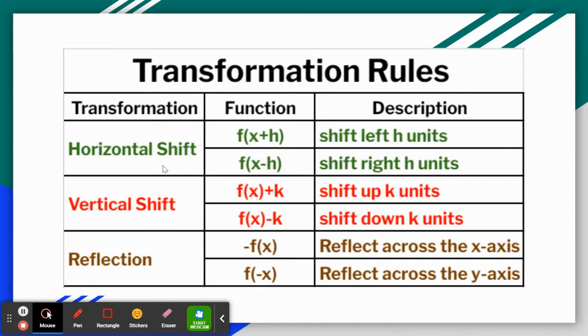All right, so let's take a look at some more translation rules. So we have horizontal shift, meaning our graph can go left or right. Vertical shift, our graph can move up or down. Or we could have a reflection across the x-axis, or it could reflect across the y-axis. Once again, these are not all of the transformations that can happen. Today, we're just going to focus on the vertical and horizontal shift.